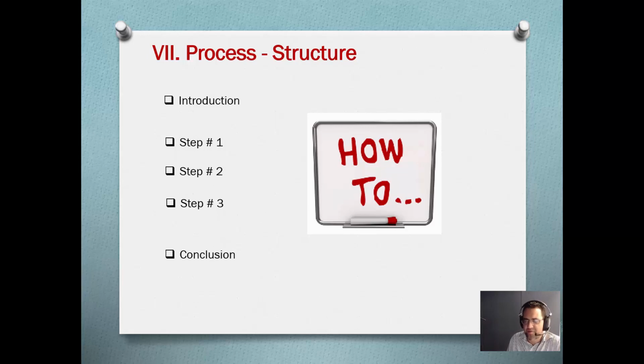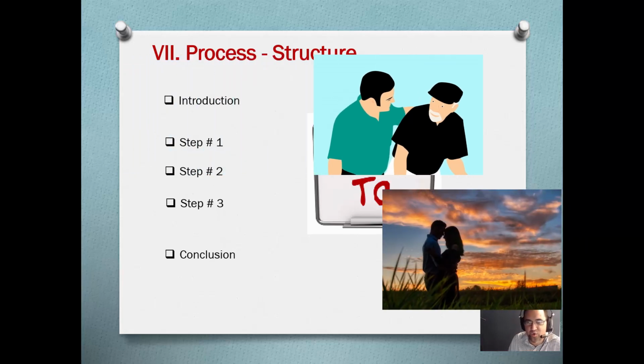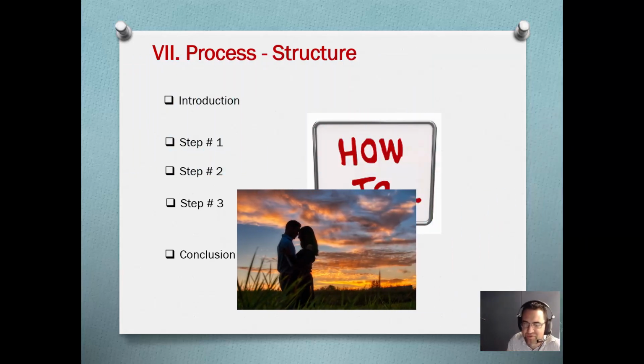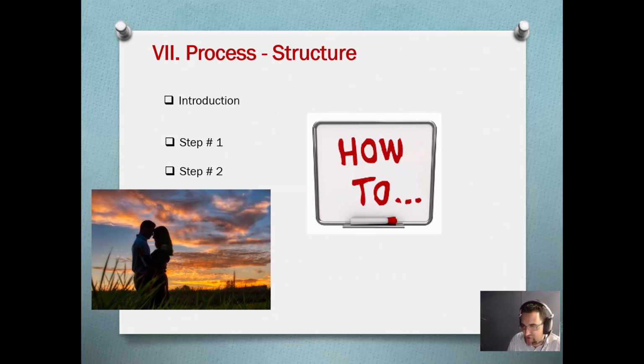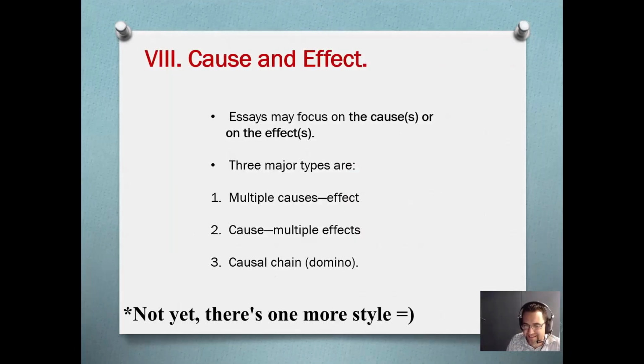You can also talk about more serious stuff, such as how to be a good citizen, and then the 3 steps. How to be a good boyfriend or girlfriend, and then the steps to follow. How to be a good driver, so you can organize the steps that you would think would be required for a good driver. Finally, we have the cause and effect essay.